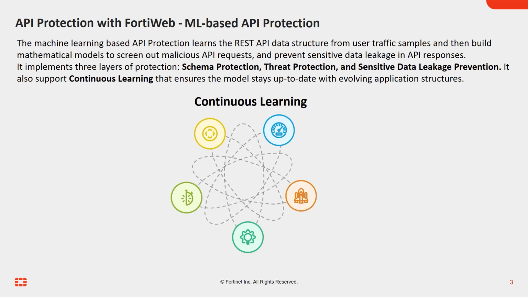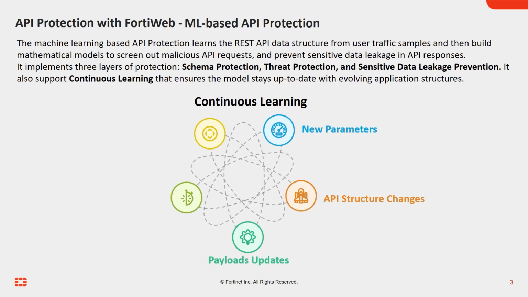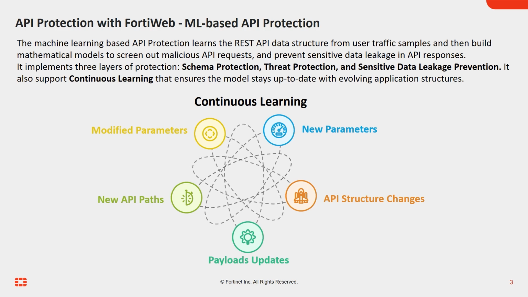Continuous learning of the ML-based API protection enables the model to automatically adapt to changes in the API schema. This includes handling scenarios such as adding entirely new endpoints or services to the application, updating the structure, data types, or values of existing parameters in API requests or responses, recognizing newly added optional fields or required parameters in API calls, adjusting to modifications in API endpoint paths, and adapting to altered JSON data formats used in API exchanges.